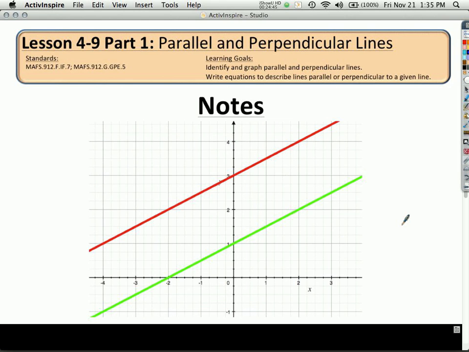So now here's what I would like you to do. I would like you to take this first graph and find the slope. Find the slope, please, of both lines. Find the slope of both lines. It should take you 30 seconds to a minute. Go.